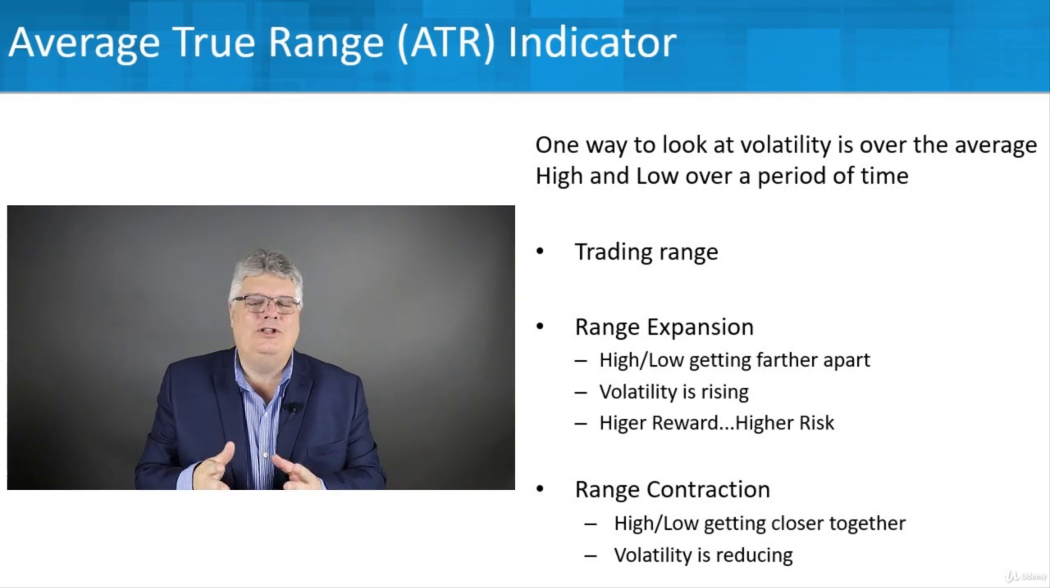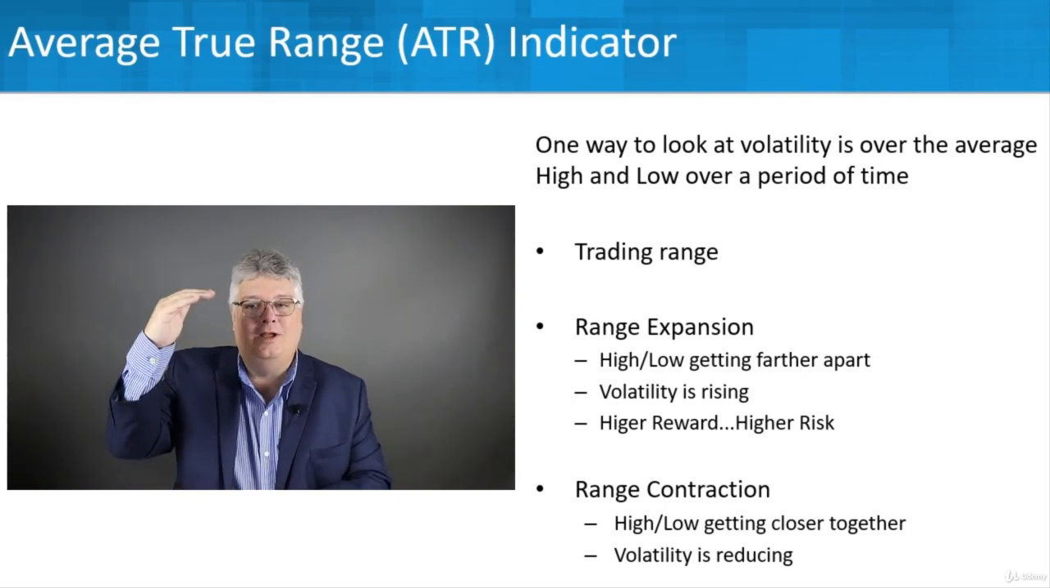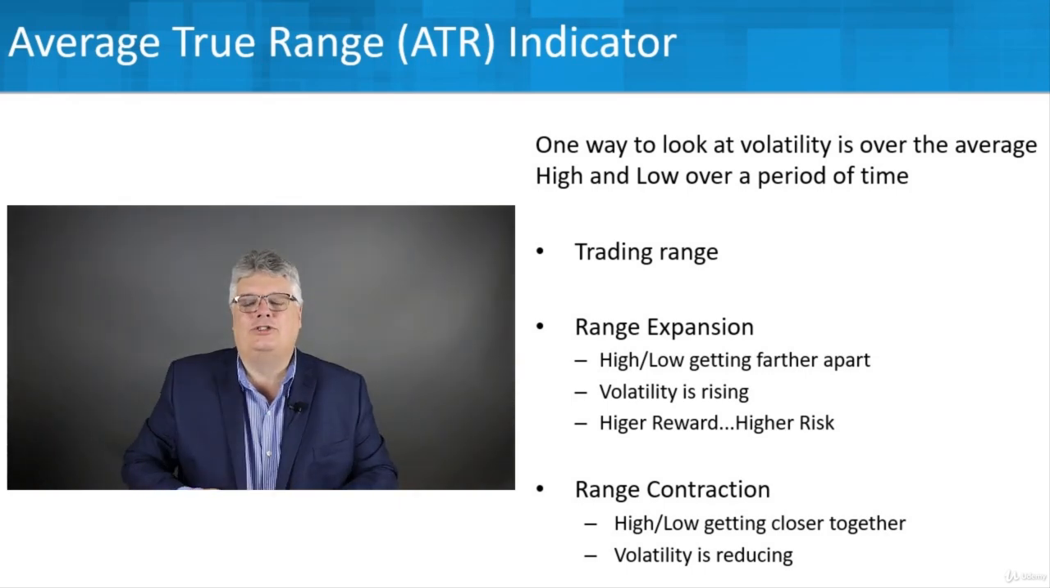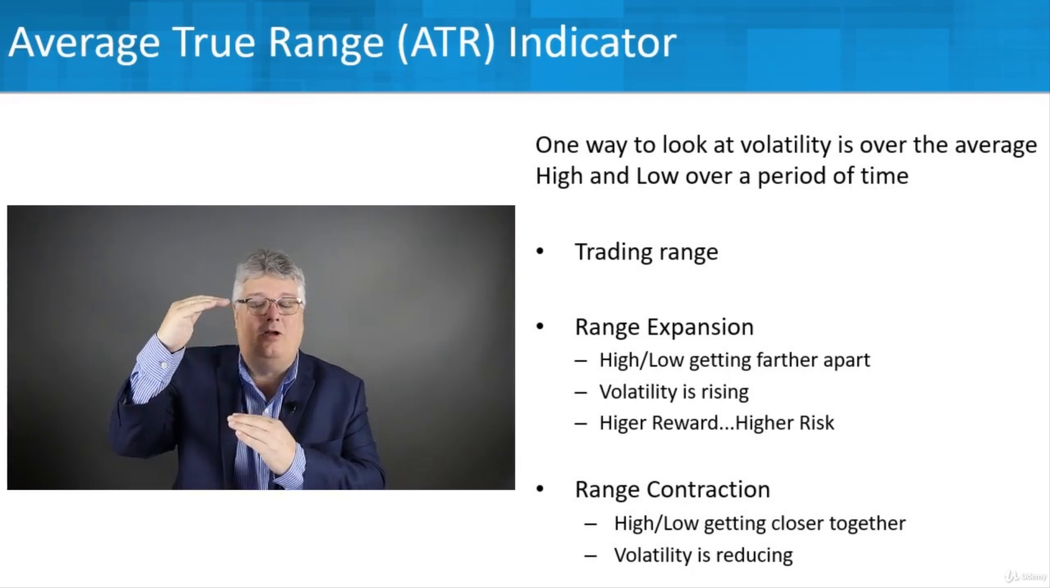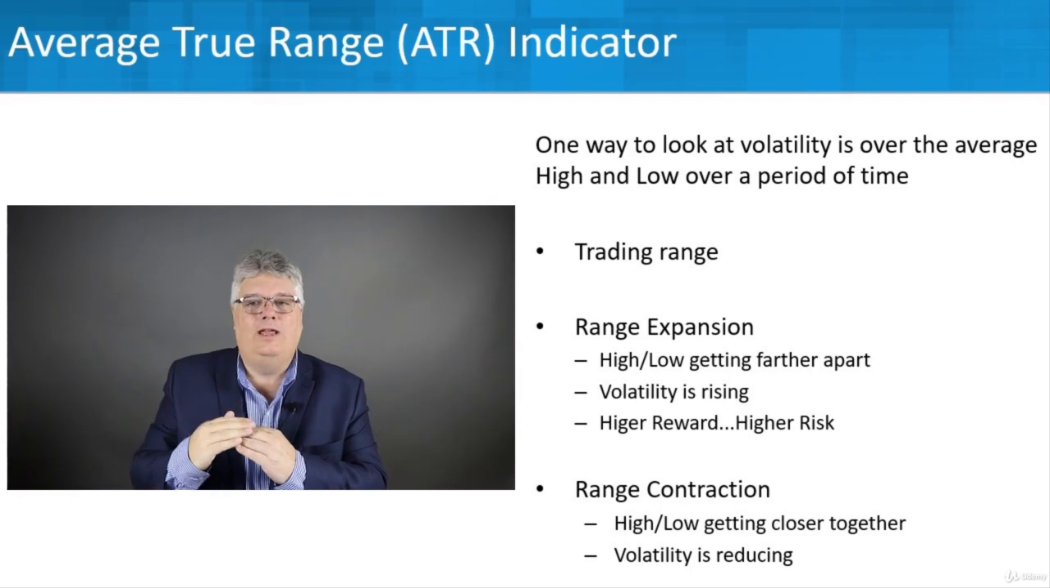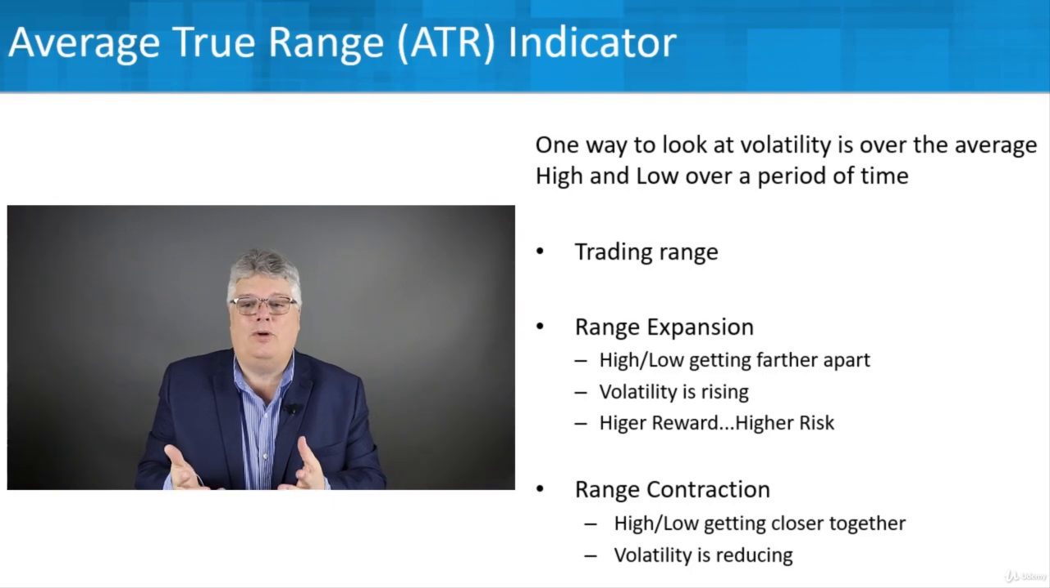And what we're looking for is range expansion, where the range gets bigger, or range contraction. So what's happening here when those things happen? Range expansion, as you know, if we start here and all of a sudden it starts getting larger or wider, it's expanding the range from our low price to our high price. The highs and lows are getting further apart. And that's an indicator that volatility is rising.